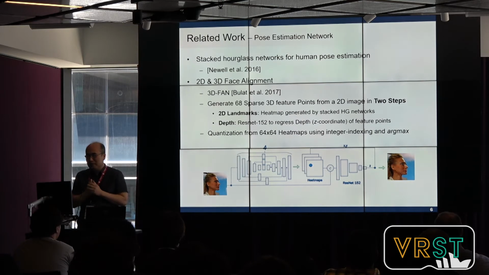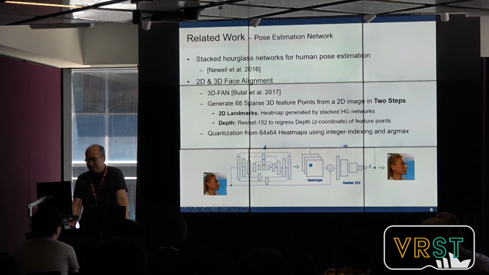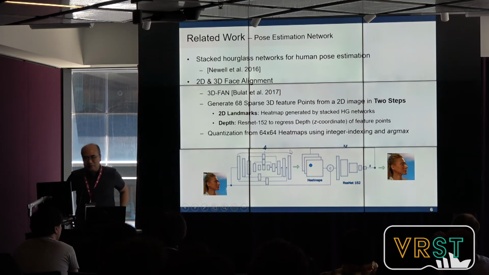Heat map was used for human pose estimation. There, the stacked hourglass network was very popular. Stacked hourglass means this is like an hourglass network, and stacked means we have a sequence of these. In this case, we have four of these hourglass networks for pose estimation. Then this stacked hourglass network has also been used for 2D and 3D face alignment.